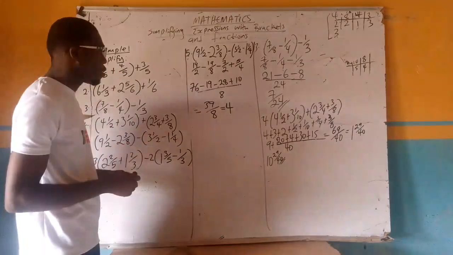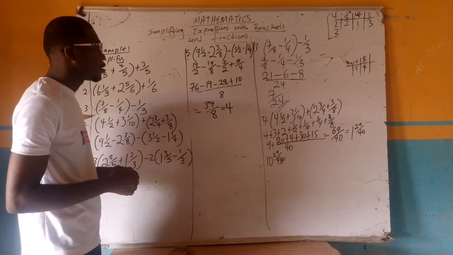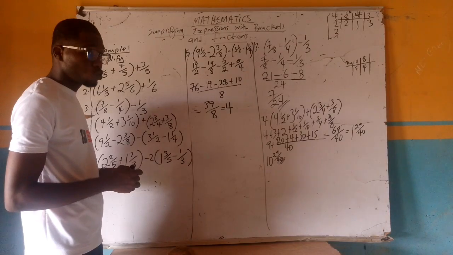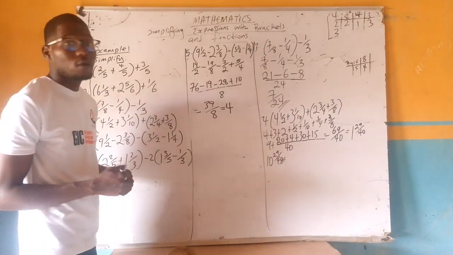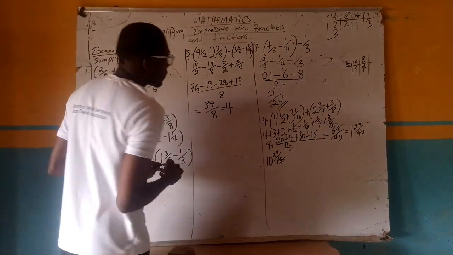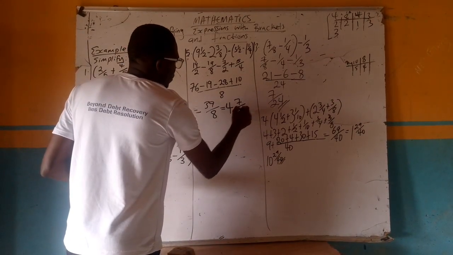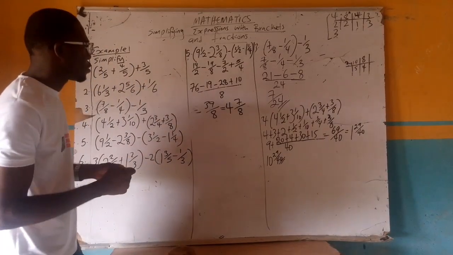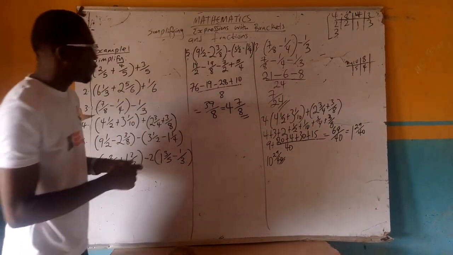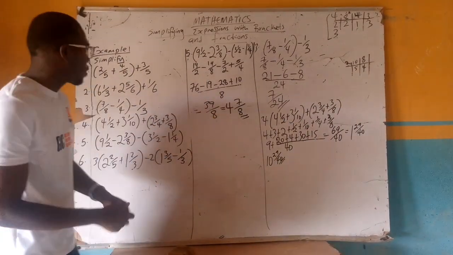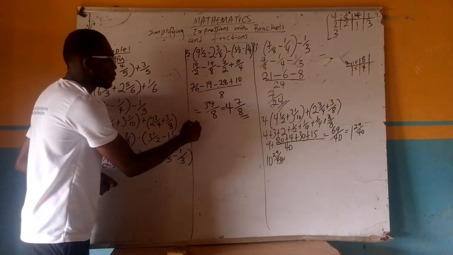8 times 4 is 32. So 32, so we now have 7 remainder. So 7 remainder, that's 7 over 8. So this is our final answer, 4 and 7 over 8. So that's that for number 5.